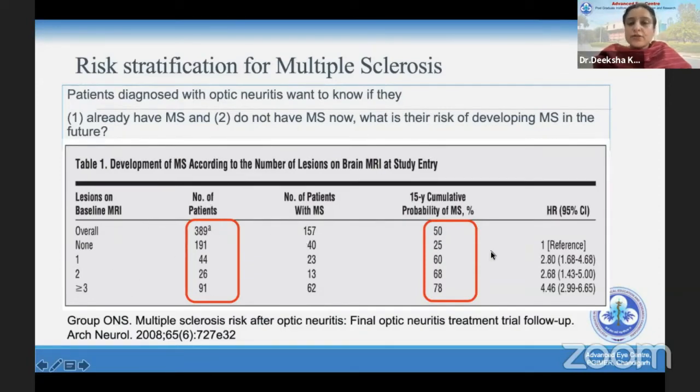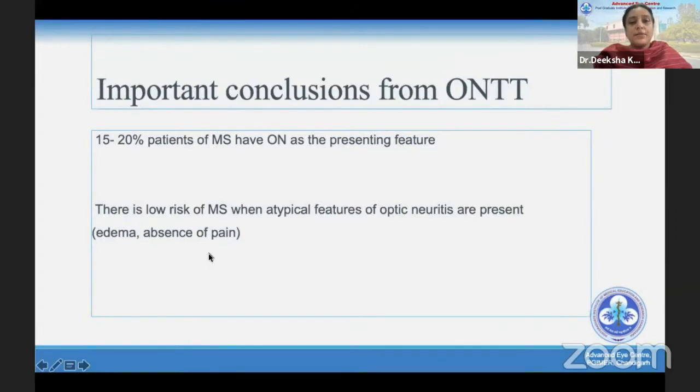The overall risk of developing MS in 15 years after the onset of the first attack of optic neuritis is 50%. If there are no lesions in the brain at baseline, then the overall risk is low, 25%, and it increases proportionally based on the number of lesions seen on the MRI. Other important conclusions are that 15 to 20% of MS patients have optic neuritis as the presenting feature.